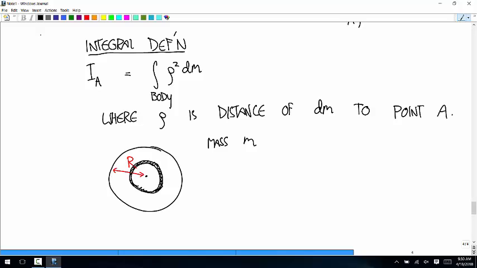And so I sub A is going to be, well, let's think about rho squared times dm for that infinitesimal ring. The way to think about that is to imagine disconnecting this ring at one end and straightening it out into a long, skinny rectangle. Okay. Is that it?